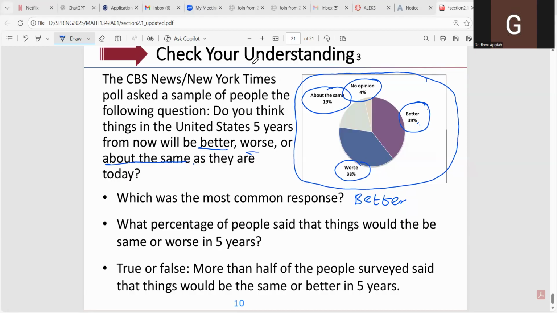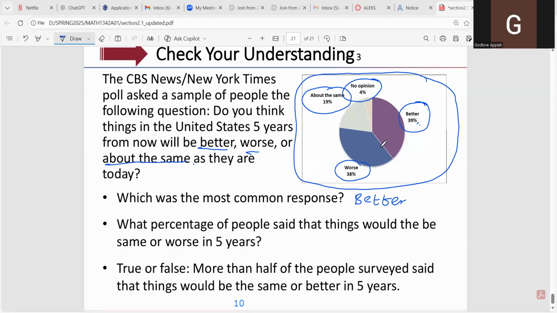So can somebody explain briefly why we have 57%? You can type in the chat. Can someone give us a brief explanation why it is 57%? That's correct, Nicole. You added 2. That's very correct. Good job.